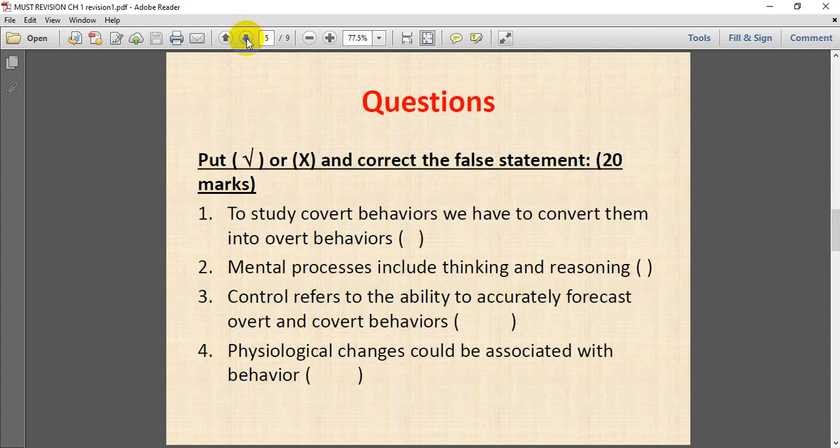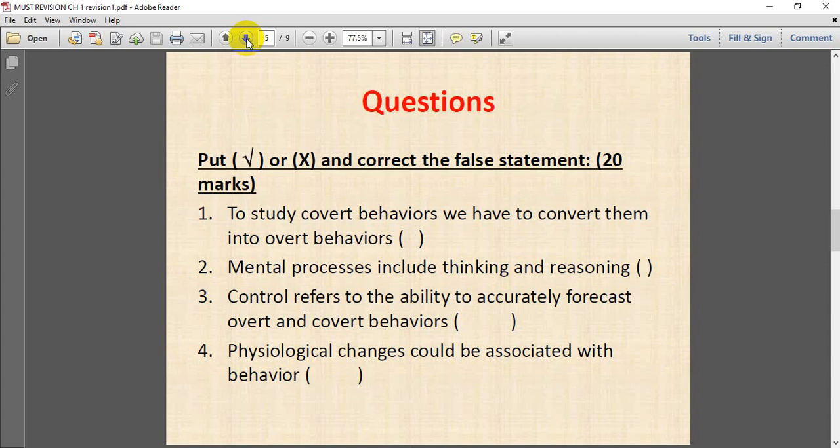To study covert behaviors, we have to convert them into overt behaviors. Next, mental processes include thinking and reasoning. Control refers to the ability to accurately forecast overt and covert behavior.